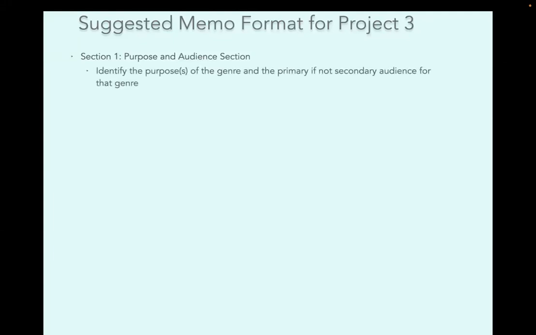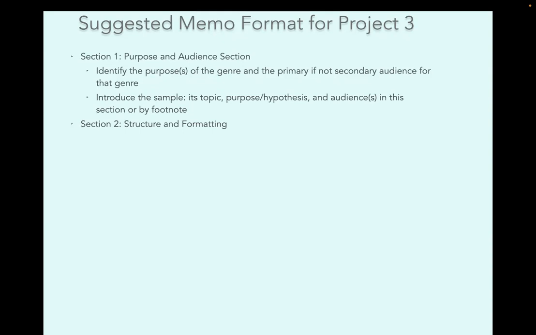So identify the purpose of the genre and the general primary, if not secondary, audience for that genre. Introduce the sample or samples, their audience. You can do that by footnote if you'd like, if your focus isn't really that much, or if you're not referencing the samples much in your analysis, you can do it by footnote.